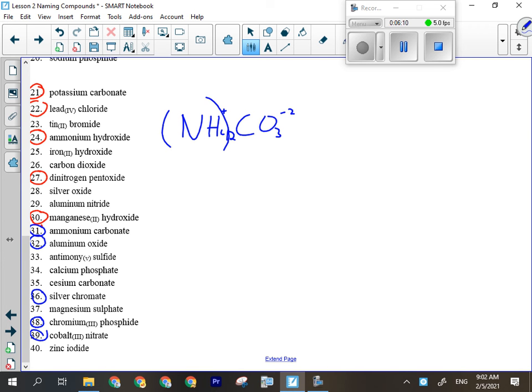For number 32, we have aluminum oxide. Is that ionic or molecular? It's ionic. Aluminum's a metal. So we have Al, and it has a 3+ charge. It's with oxygen, which is a -2, and just simple drop and swap. 2 comes here, 3 goes there, Al2O3.